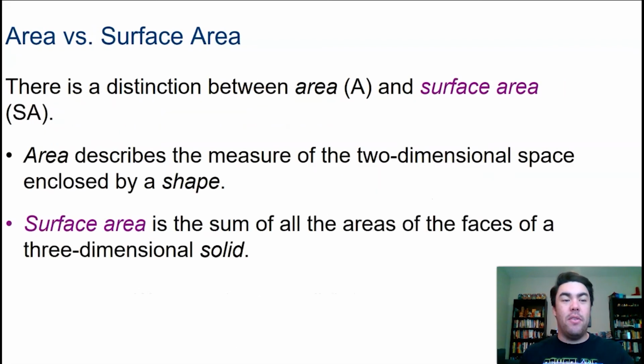Next, we're going to talk about the difference between area and surface area. Area describes the measure of the two-dimensional space enclosed by a shape, while surface area is the sum of all the areas of the faces of a 3D solid.